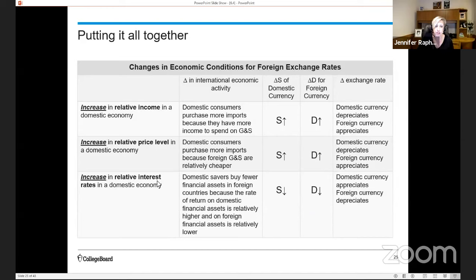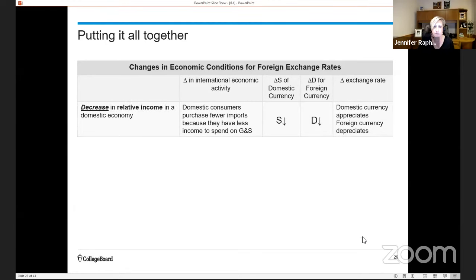Right? And then finally, changes in relative interest rates. Here's how a change in relative interest rates affects economic activity. Here's how the demand, the supply of the domestic currency and the demand for foreign currency is going to change. All right, we did the same thing working through a decrease.